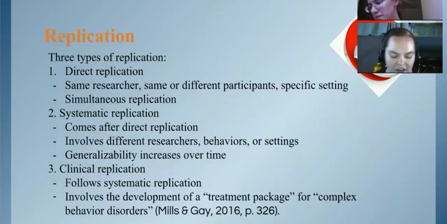Once enough data has been established, systematic replication can begin. In this phase, several different researchers repeat the study with new participants. Eventually, during clinical replication, several treatments are combined to develop treatment packages, as Mills and Gay call them. These are for the use of complex behavior disorders.